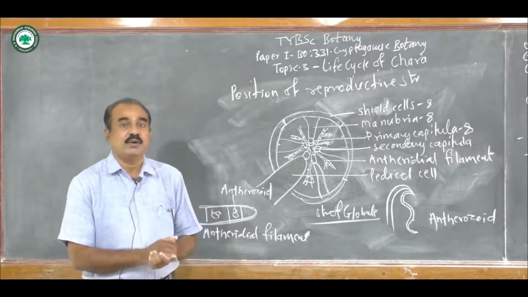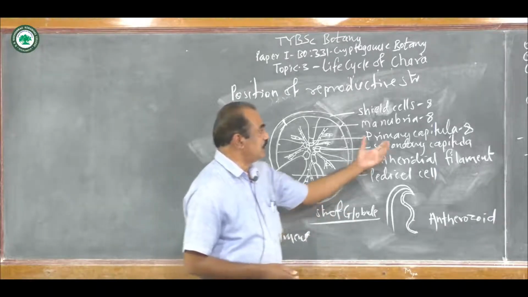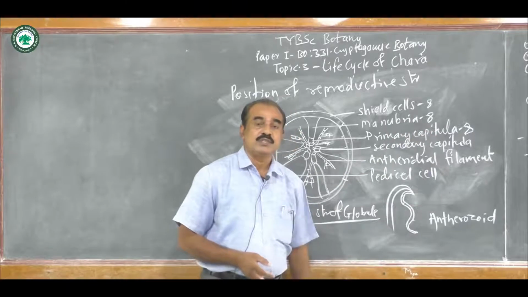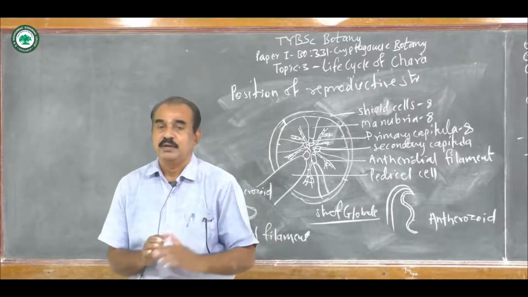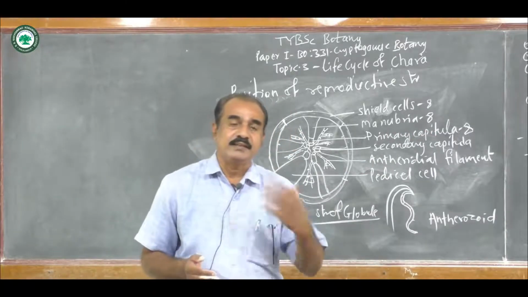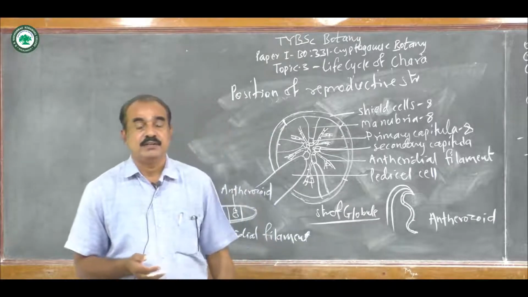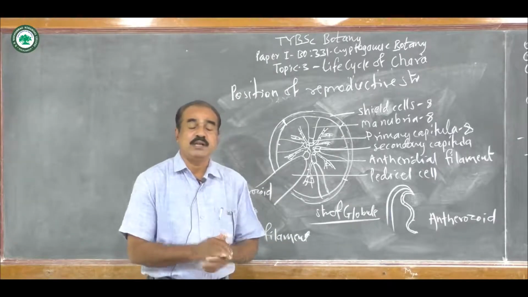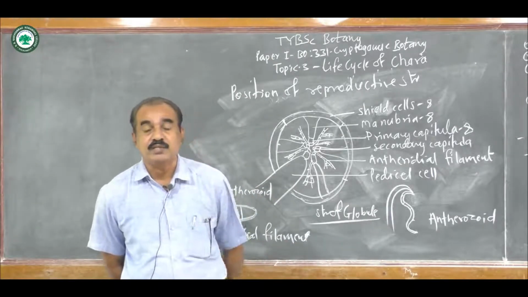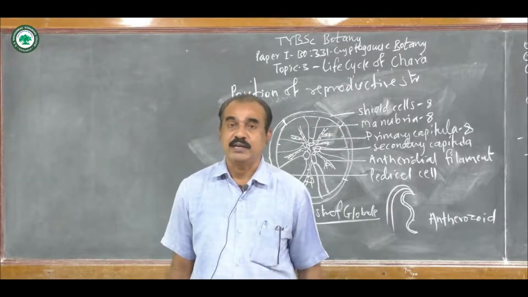And these cells are called the primary capitula. They are also 8 in number. Now this primary capitula again cuts off a single cell. That cell is called the secondary capitulum. And in some species of Chara, tertiary capitula also develop.